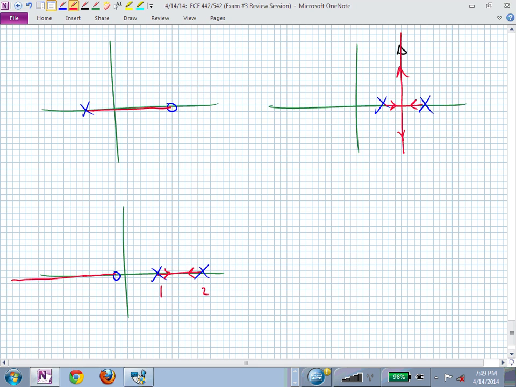Is there any hope of stabilizing this? Kind of slim, but there might be. I don't think it's going to happen. Why do I think that? Where's the breakaway? It's between 1 and 2, isn't it?